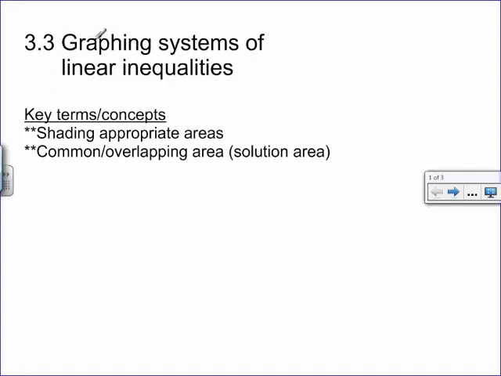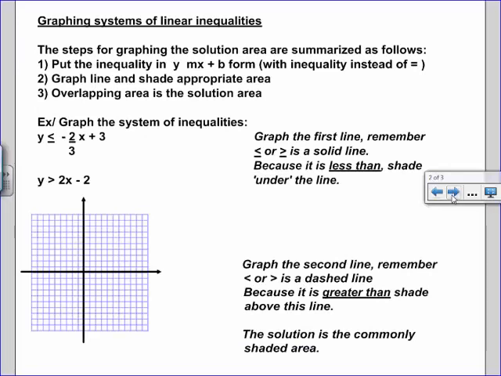So now what you're going to do, instead of drawing one linear inequality, you're going to be drawing two and shading two of them, and the common or overlapping area will be your solution area. This will make sense after we look at an example or two. Okay, just start and make sure they're in y = mx + b form so you can graph them. And again, you'll graph the line like you did in the previous chapter.